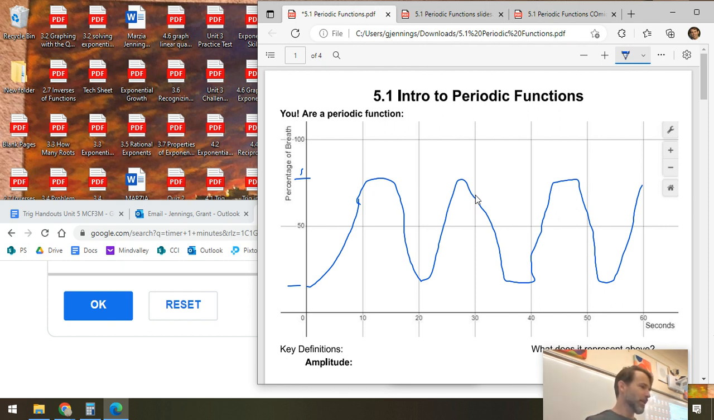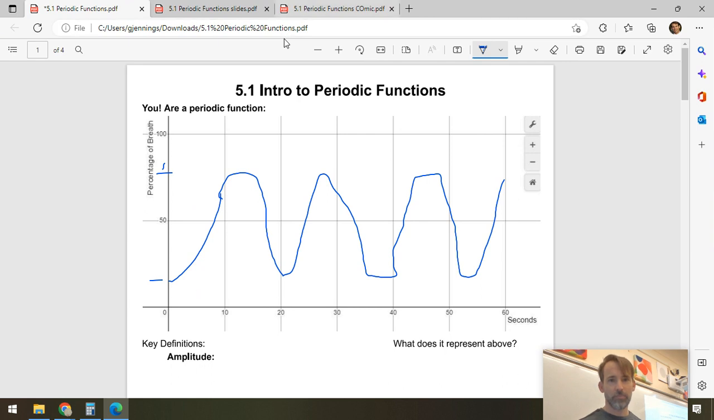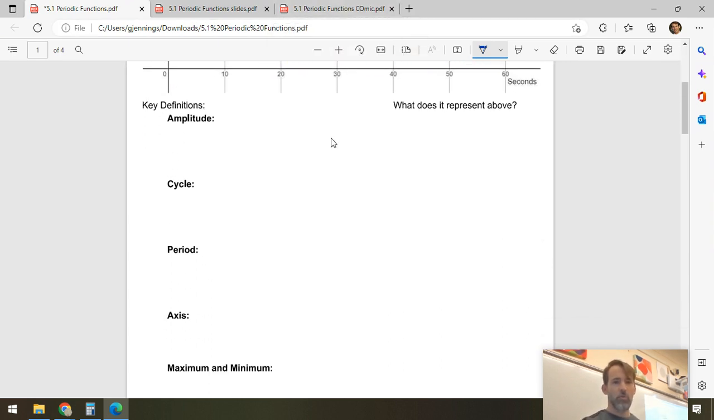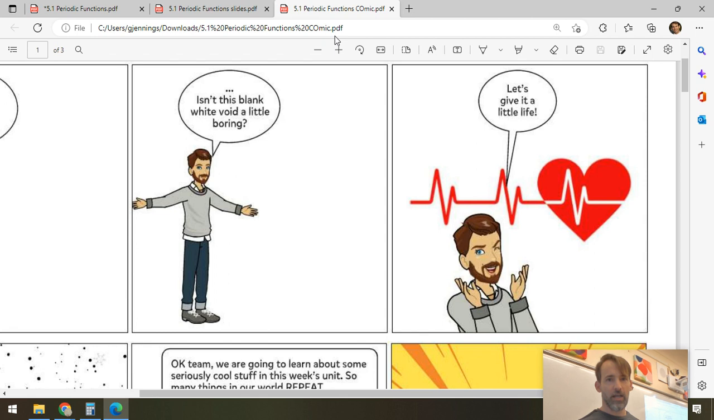Cool. All right. This is an example of periodic behavior. And you can watch this in your own body as something that repeats on a regular basis. So the next thing that we're going to do is we want to have some vocabulary that we're going to be using to talk about this type of periodic behavior. So you're going to be on the hunt for definitions for these terms while I go through the following comic.